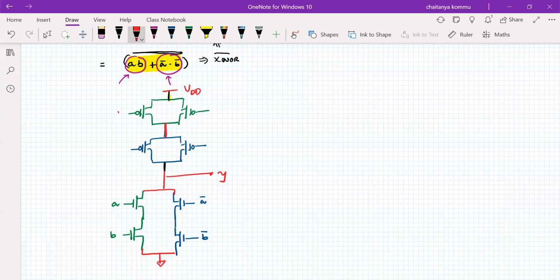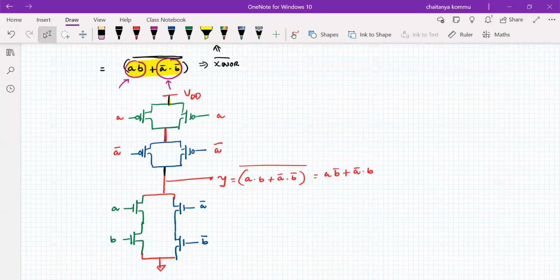So this is called, for example, A. This is A. This is A bar. This is A bar. We just have to connect A to A, B to B, A to A bar, B bar to B bar, something like this. So this is actually acting as (A dot B plus A bar dot B bar) whole bar, which is simply nothing but AB bar plus A bar B. That's all. This is how we implement the exclusive OR gate using this.